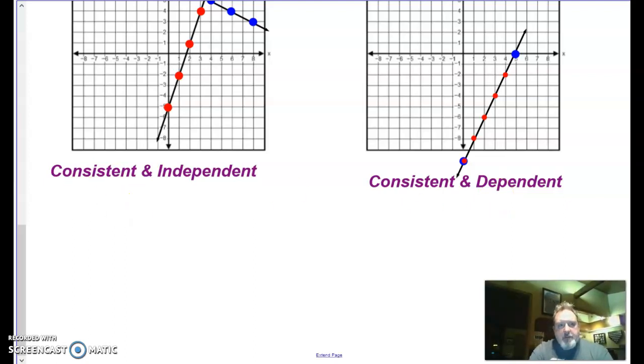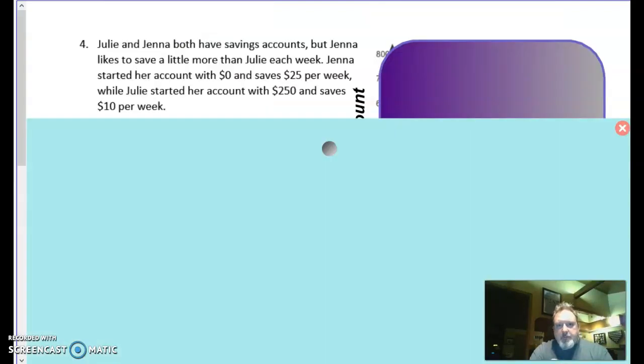All right, second page. So we've got a savings account problem here. Julie and Jenna both are saving money. It says that Jenna likes to save a little more than Julie. That's fine. It just means she's going to put away more each week. So Jenna started with no money, but she's saving $25 per week. Julie started with $250 and saves $10 per week.